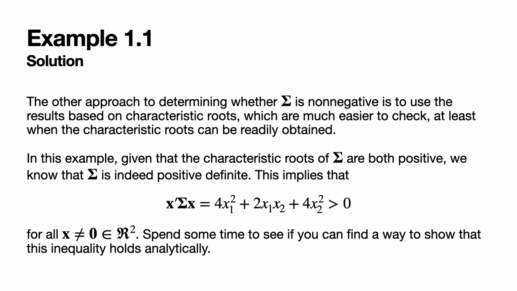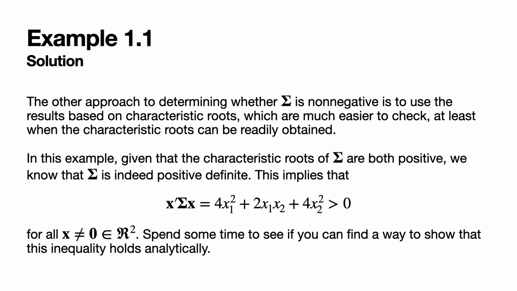The other approach to determining whether cap sigma is non-negative is to use the results based on characteristic roots that we have been looking at, which are in general much easier to check, at least when the characteristic roots can be readily obtained. In this example, given that the characteristic roots of cap sigma are both positive, we know that cap sigma is indeed positive definite.